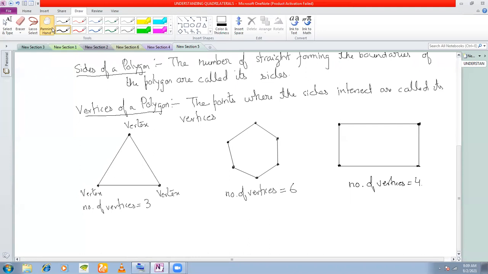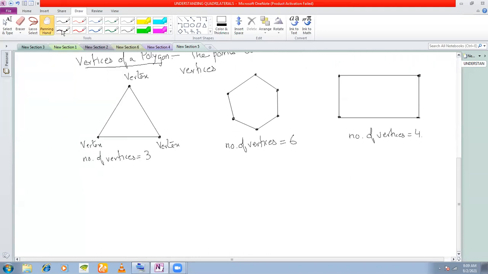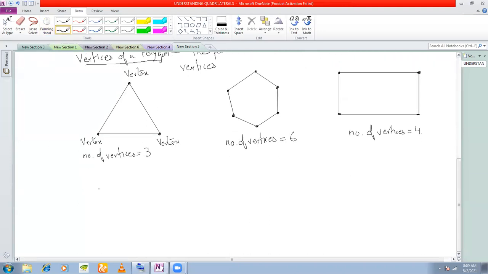Okay. Next, what we define is something called the diagonals of a polygon. But before diagonals of a polygon, we define something called the adjacent sides of a polygon. What do you mean by adjacent sides?